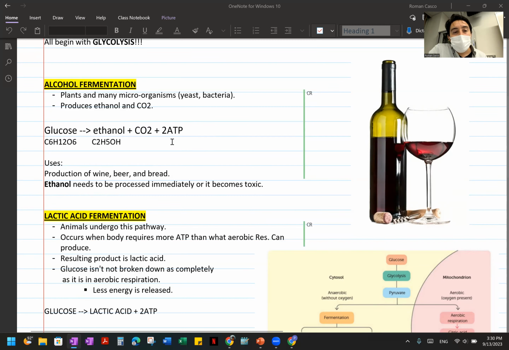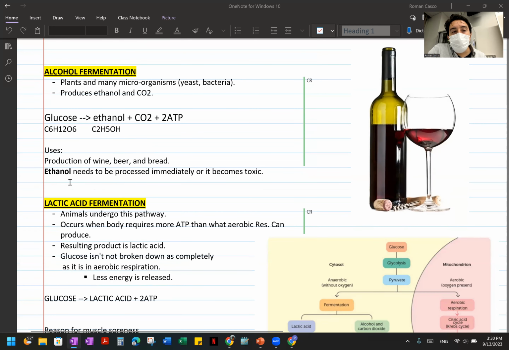This pathway to produce ATP is used a lot for commercial reasons, essentially to produce wine, beer, and bread. You use this metabolic pathway essentially to make alcoholic beverages, like wine.